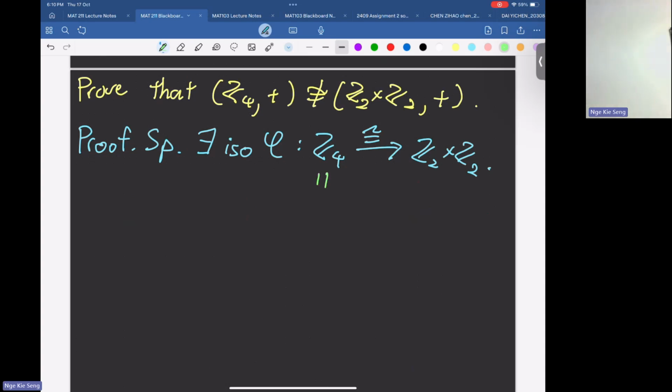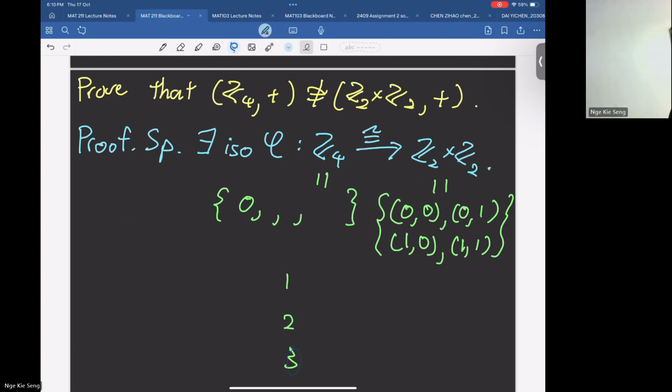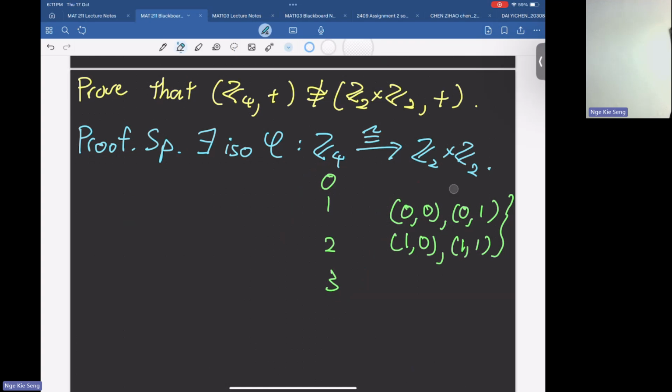First of all, their elements. Do you know how to write down their elements or not? For Z4: 0, 1, 2, 3. Z2 cross Z2 is what I showed you last time: (0,0), (0,1), (1,0) and (1,1). If you have a group homomorphism, what do you have to satisfy? Let's list them. You need to tell me where each gets sent.